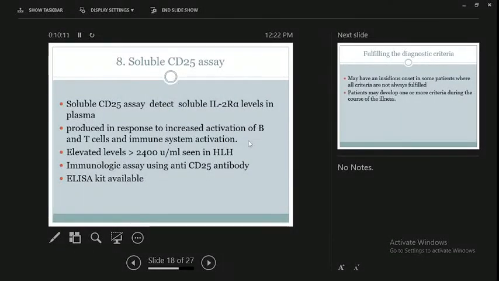There are immunologic assays using anti-CD25 antibody. ELISA kits are available. So this test and NK cell activity we are unable to do in our setup. So we are left with only 6 criteria to diagnose HLH, and 5 should be met to make the diagnosis. So this is making our life difficult.